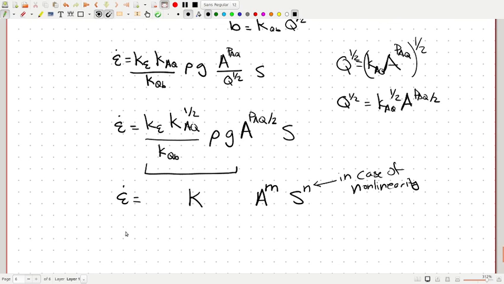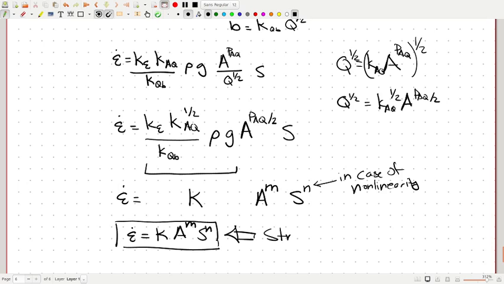So this is the most general form that we use and apply very often of the stream power equation, where we have erosion rate is equal to K, this coefficient, times A to the m times S to the n. And that one is getting a box and a big arrow, because this is the stream power law.